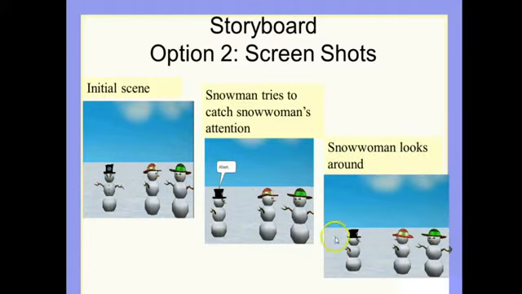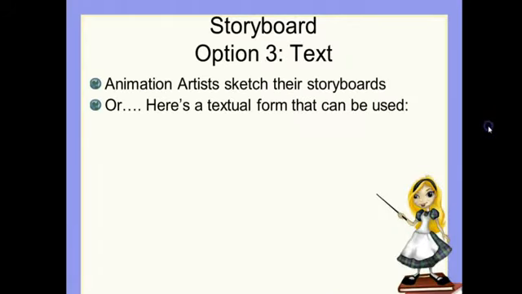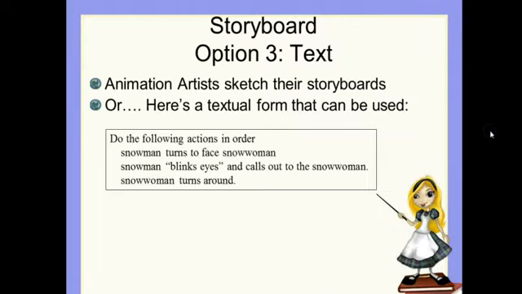So you can see here's telling you the story a little bit. This is what I prefer, is just some text where you just write it out. And if you see these words, these are going to be what we call our different methods. So pay attention to that. Snowman turns to face, snowman blinks eyes and calls out, and then snow woman turns around. And this and means that these two things are going to happen together.